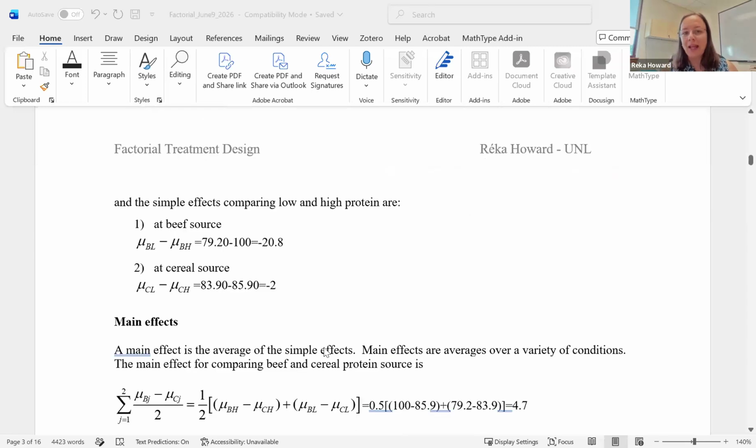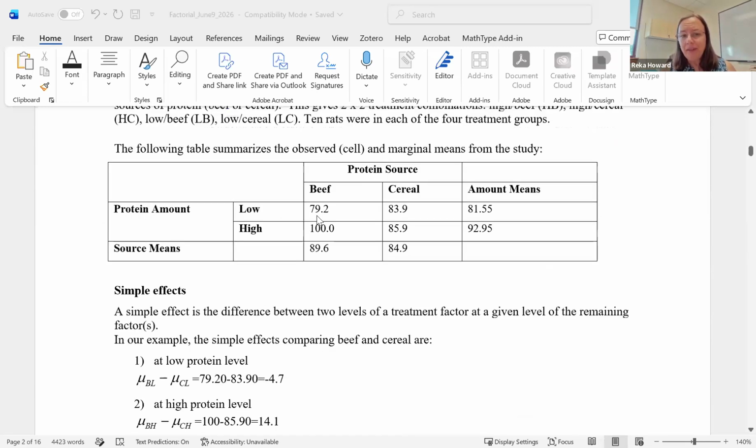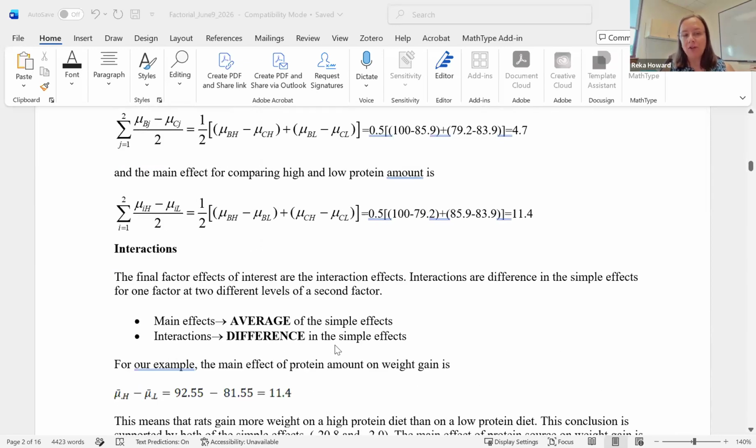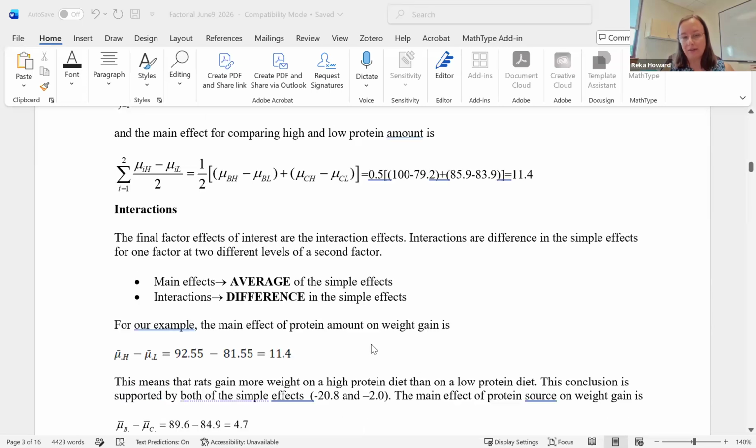So bottom line, how you can think about it is that when you are looking at the difference between the beef and cereal, in this case, the beef is lower than the cereal. In this case, when we are looking at the high protein, the beef is higher than the cereal. So that's why we start thinking, there is something going on, because depending on whether we have the low or high protein amount, the beef and the cereal difference will be different. So that's when we will start looking at or seeing interaction. But the interaction is by definition the difference in the simple effects.